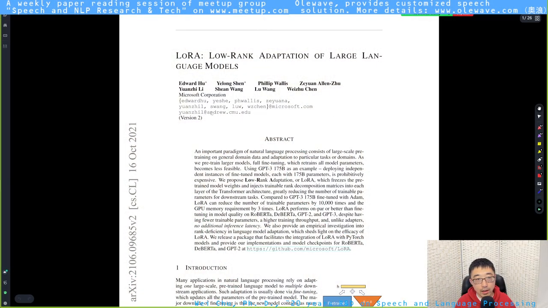So this is very, very popular. And this is why this paper is getting a lot of attention nowadays. That's the reason why we want to revisit the paper and see what it does and what implication it has on our future model fine tuning.